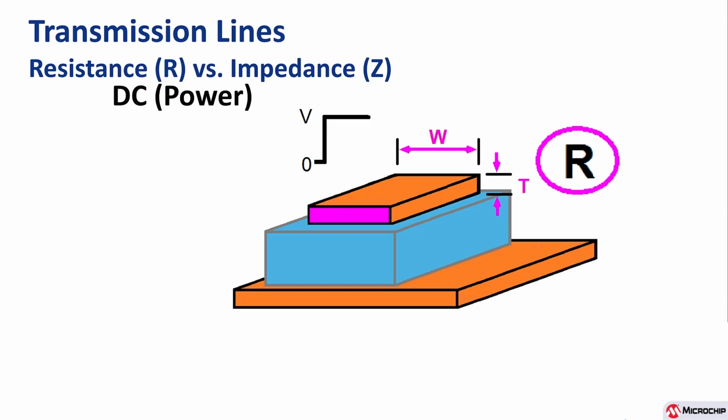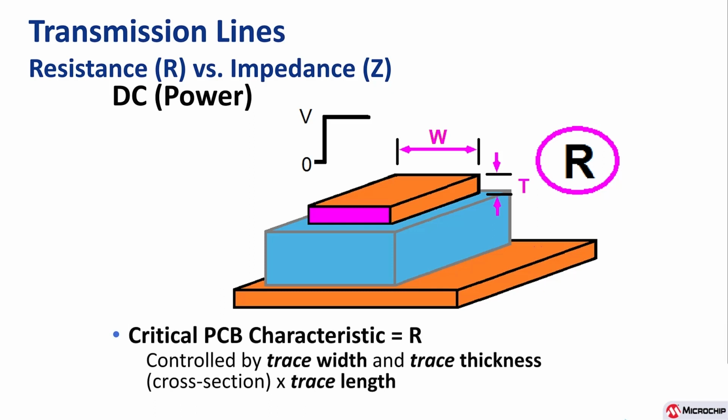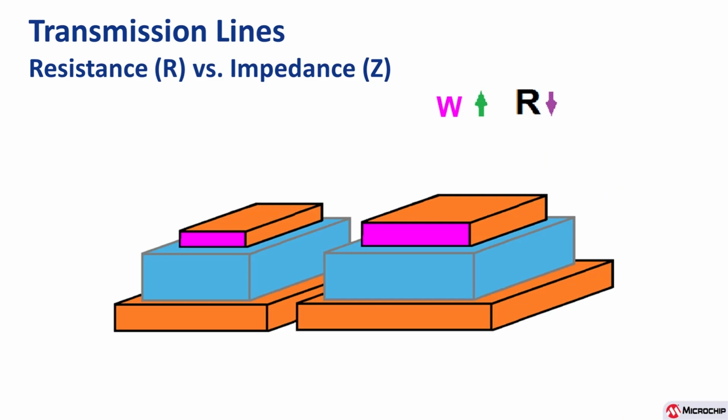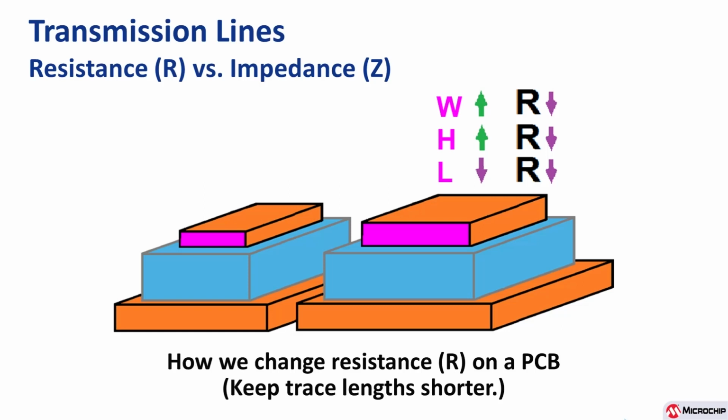That's very intelligent design. As the trace geometry changes, it's going to affect the resistance. So the trace width, the trace thickness, and the trace length all affect the resistance. As the trace width goes up, the resistance goes down. As the trace thickness, the copper thickness, goes up, the resistance goes down. And lastly, as the length goes down, the resistance goes down. So the shorter it is, the less resistance it has, of course.